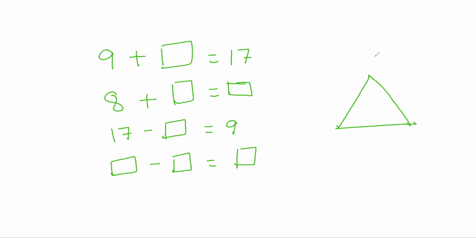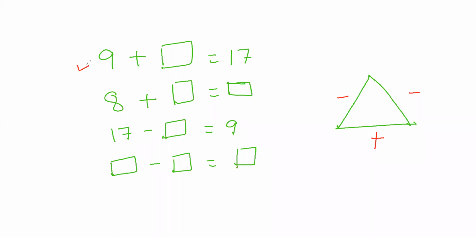Here I have got some number facts. Some of the spaces are blank in the equation and some of the numbers are given. Again, I will use my triangle method. I will first fill in the signs. I know minus goes on the sides and plus goes on the bottom.